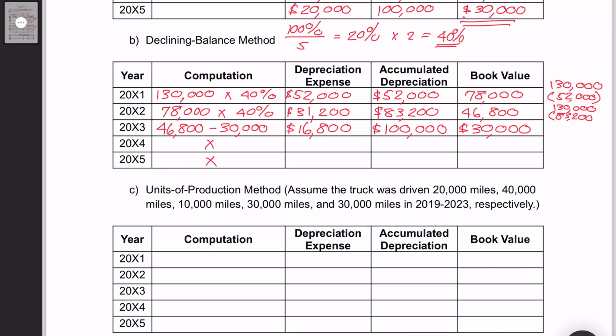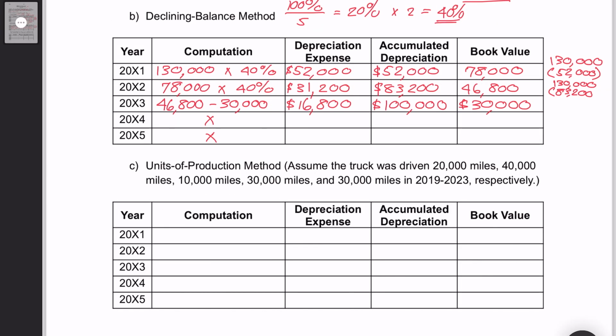So let's go ahead and see how we would do that. For this one, I'm going to go ahead and do the math down below here. So we are referring to the information that was at the top of the sheet. We saw still that our historical cost was the $130,000. And our salvage value is $30,000, meaning that our depreciable base is $100,000.